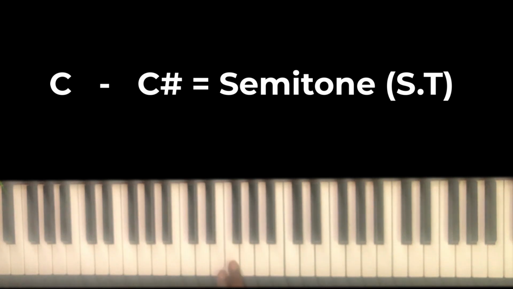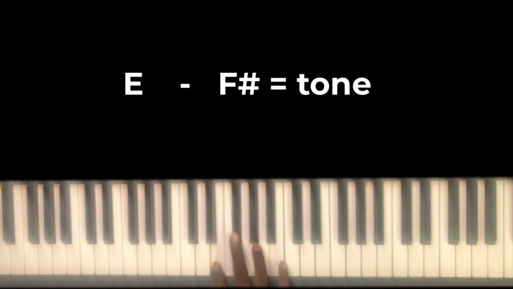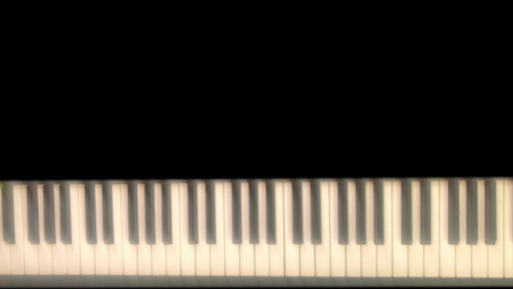A semitone means the distance between two keys without a key in between them. So between C and C sharp is a semitone, because there's no key between them. Between E and F is a semitone because there's no key between them. But between E and F sharp is a tone, because there is a key in between them. You can also call it a whole note. Sometimes you hear people say whole note, full tone, tone distance. They all mean the same thing.